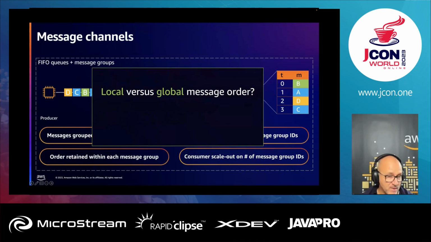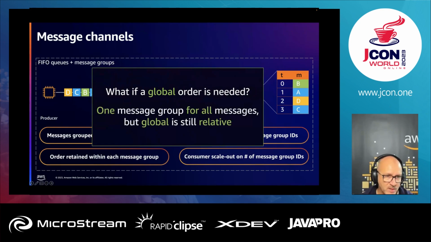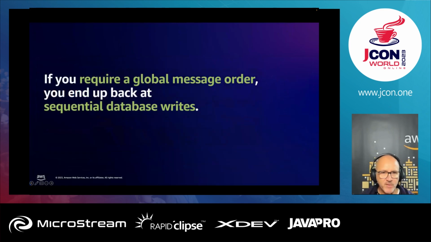There's the term local versus global message order. What we have just shown here is local message order based on message groups. What if a global message order is needed? That means the order across all messages, across all time, across everything. Well, you can use one message group for all messages, but still the global part is relative because there apparently cannot be an order across everything, right? So in practical messaging systems, you need to limit this order to a certain time window, for instance. But if you say, no way, I absolutely need a totally global message order, then you will pay for this by falling back to sequential database writes. That's the price you pay for it.